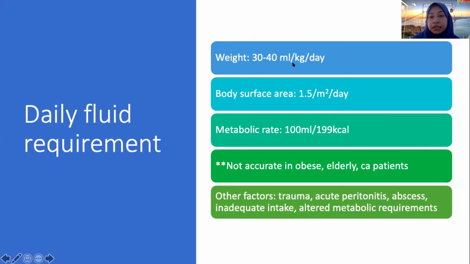in the clinical practice. However, you need to be careful because this estimate may not be accurate in certain circumstances, including in those who are obese, in the elderly patient, as well as in those who have cancer. Because of the difference, for example, in those with cancer, they have a different metabolic rate, and in the obese patient, the lean mass may not be similar to the other non-obese patients, and also in the elderly, they may have a lower metabolic rate as well.